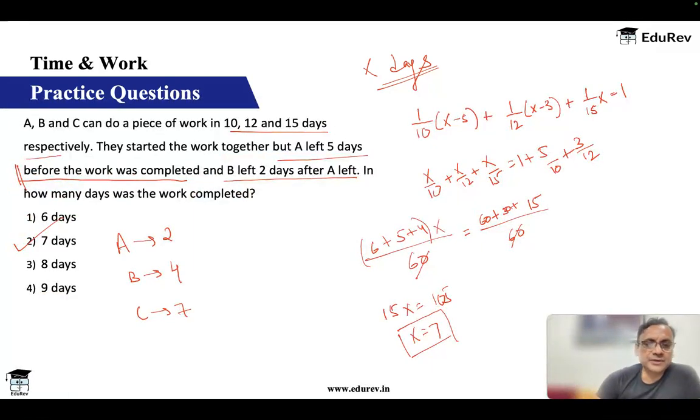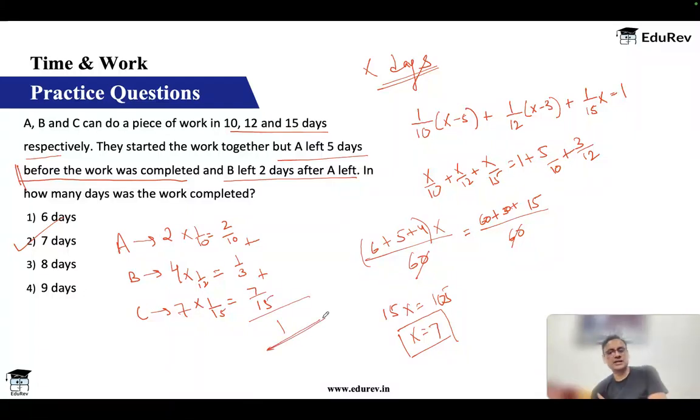A, when he worked for 2 days, does 1 by 10 each day, so A has done 2 by 10 of the work. B is 1 by 12, so 4 by 12, which means he has done 1 by 3 of the work. And C does 1 by 15, which means C has done 7 by 15 of the work. And these three values, if you add, you'll get how much? Of course, you'll get 1, because they have completed the work.